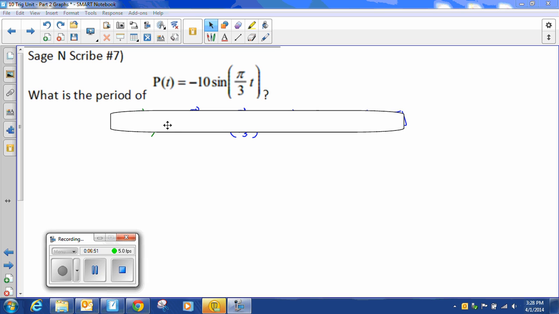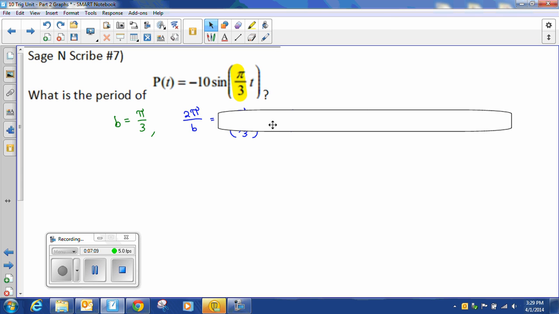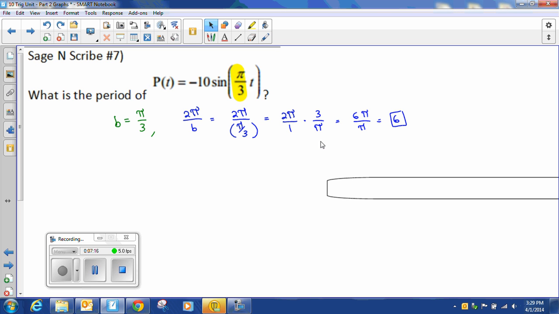Number 7, what is the period of -10 sine (pi thirds t)? You have to recognize that pi over 3 is a number. Pi is a number, 3, the number, so that there's your fraction. And this is the coefficient of t. Therefore, this is b. b equals pi over 3. 2 pi over b, 2 pi over pi over 3. The answer is 6. Because as you can see, pi's cancel out.